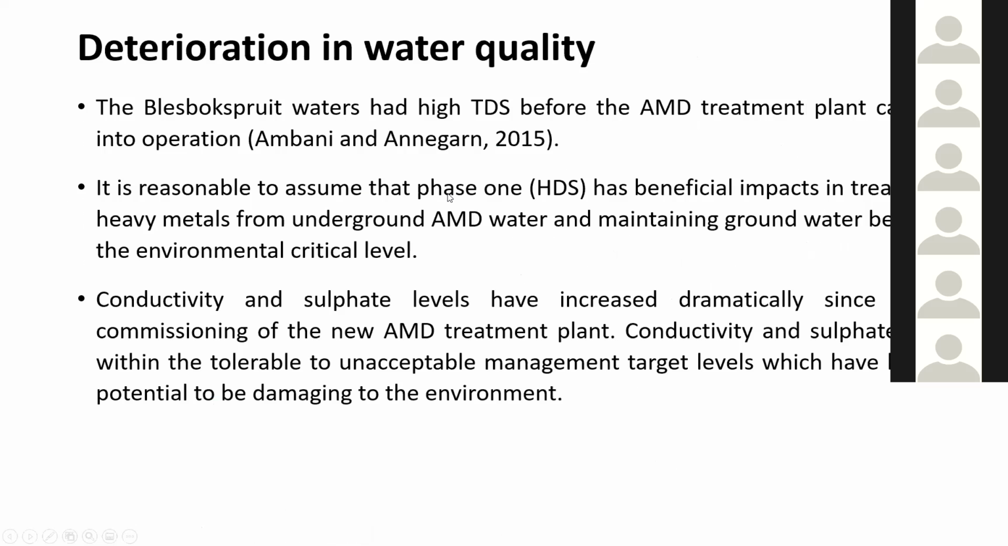Okay, so the Blesbokspruit waters had already been described as having a high TDS before the treatment plant came into operation. And that was during the time of mining when the original HDS plant was working. So it's reasonable to assume that phase 1 is beneficial in terms of treating heavy metals from underground AMD water and keeping the water below the environmental critical level. But the processes used by the plant are exacerbating salinity within the system. And of course, the conductivity and sulphate have reached unacceptable management targets, and they have a high potential to be damaging to the environment.